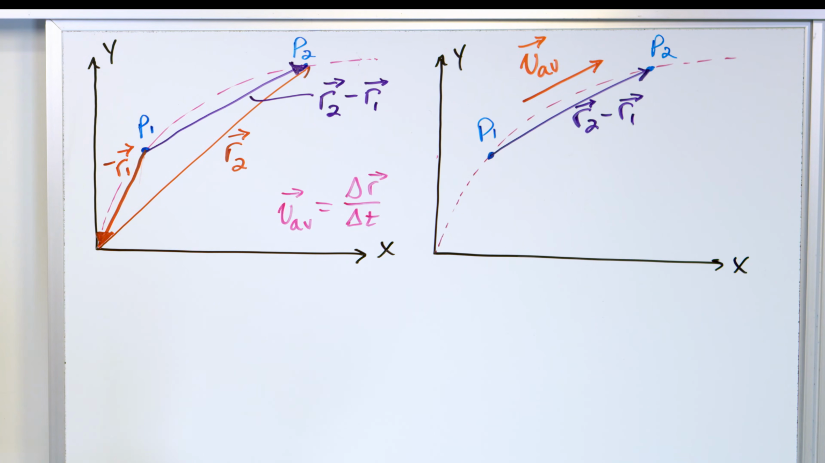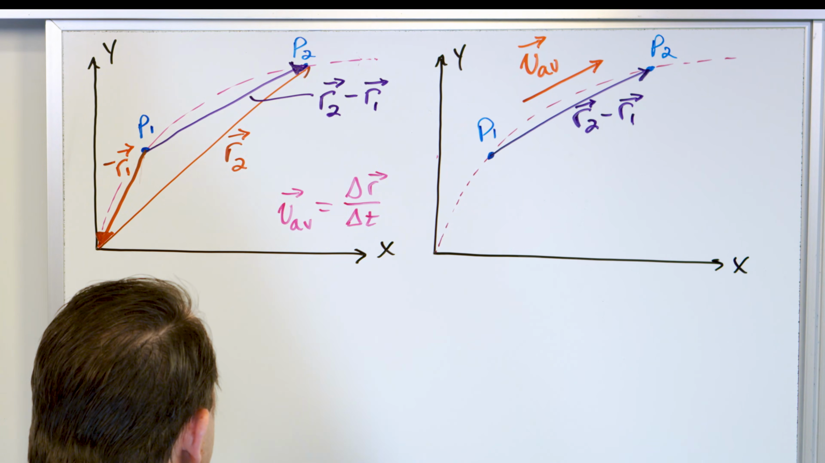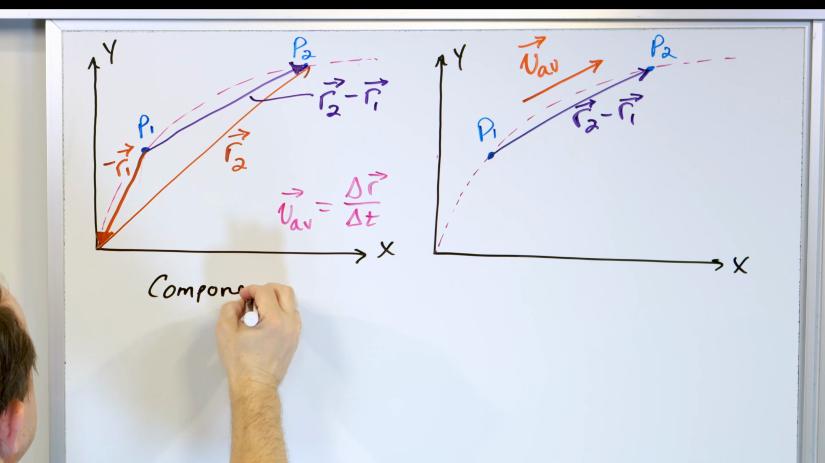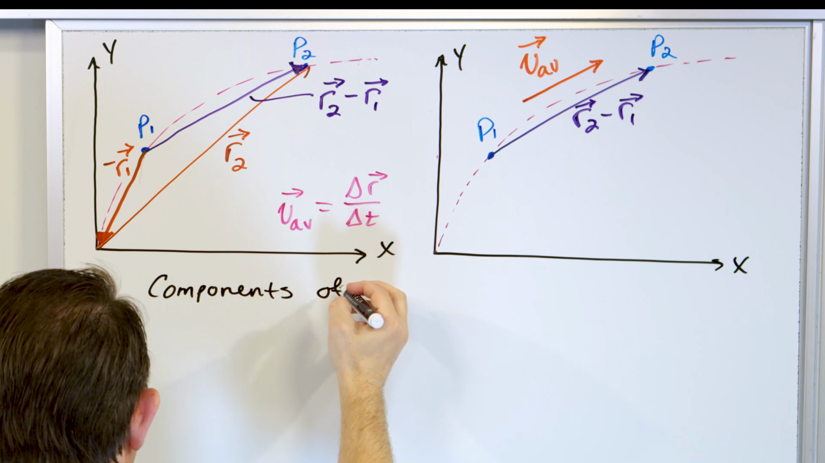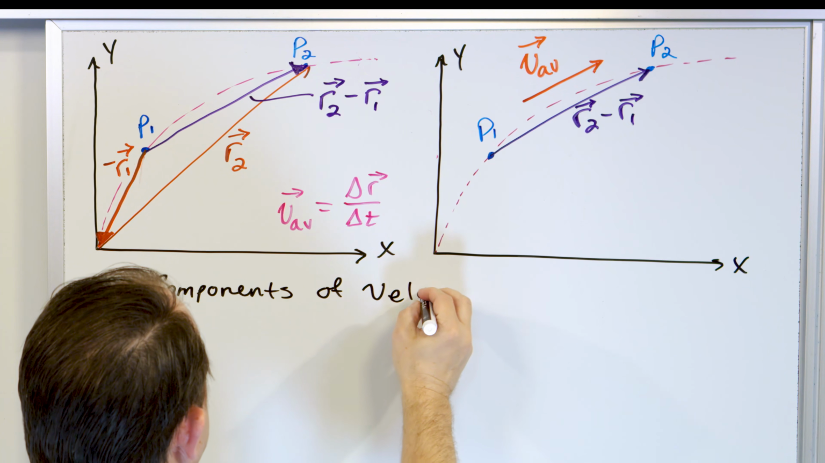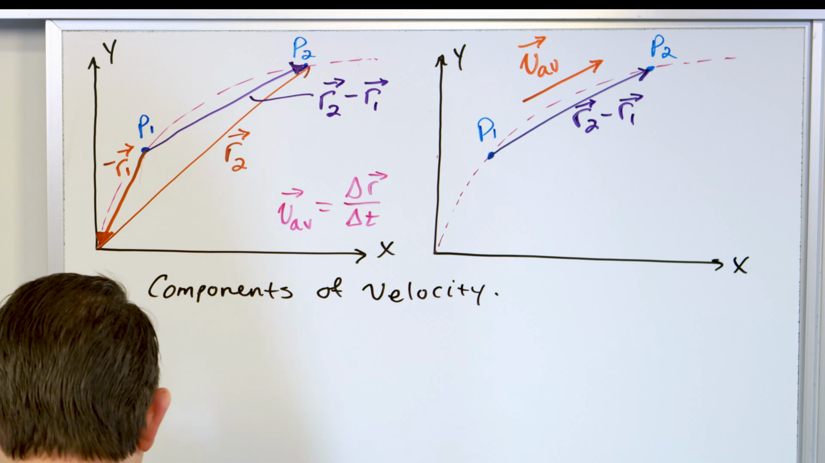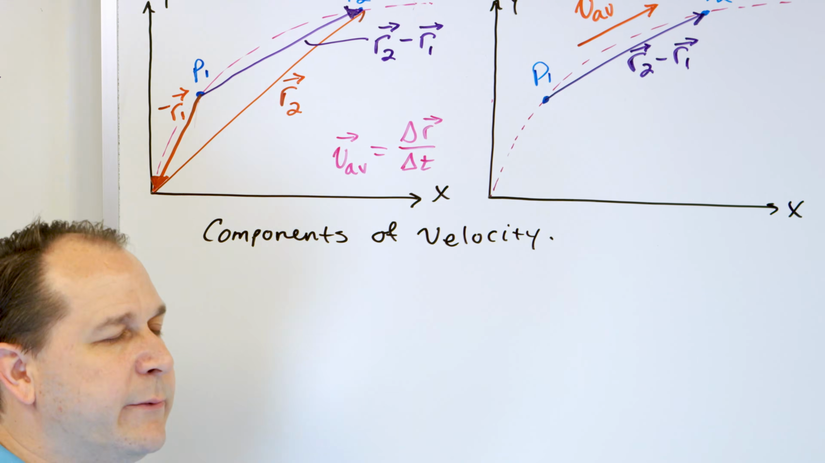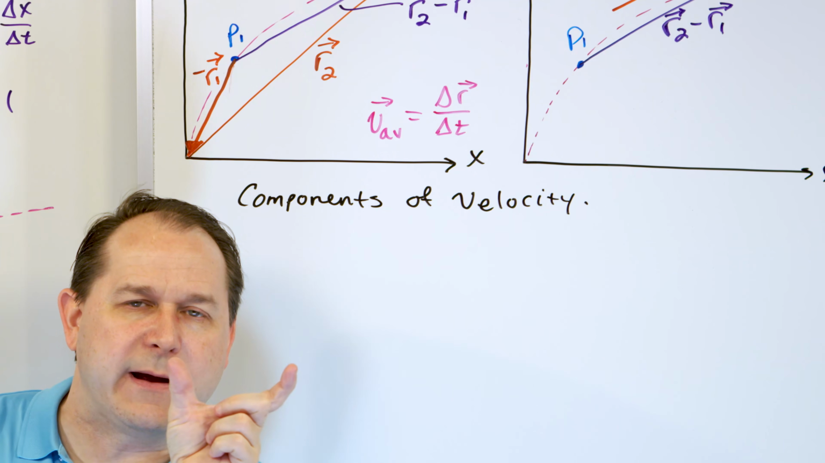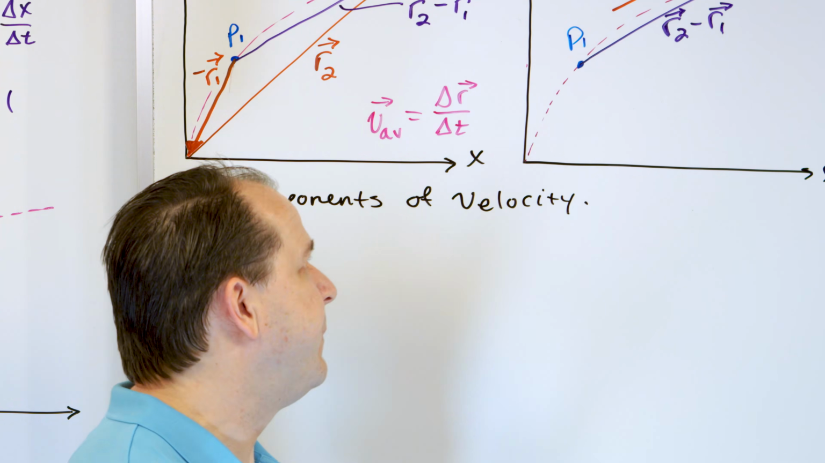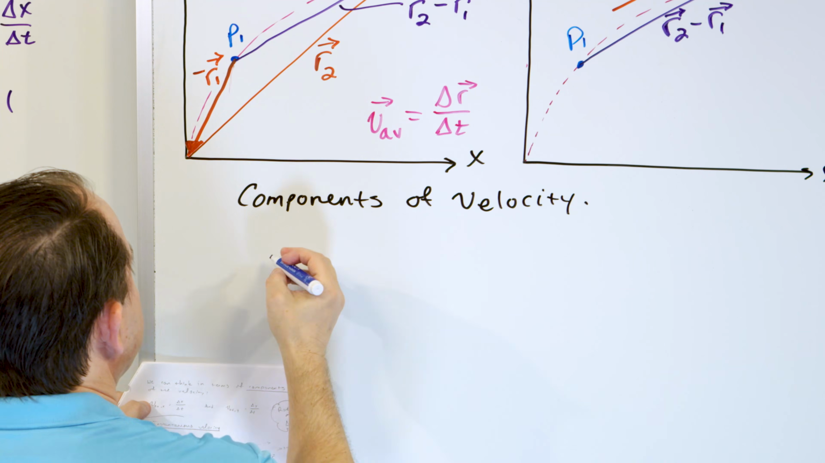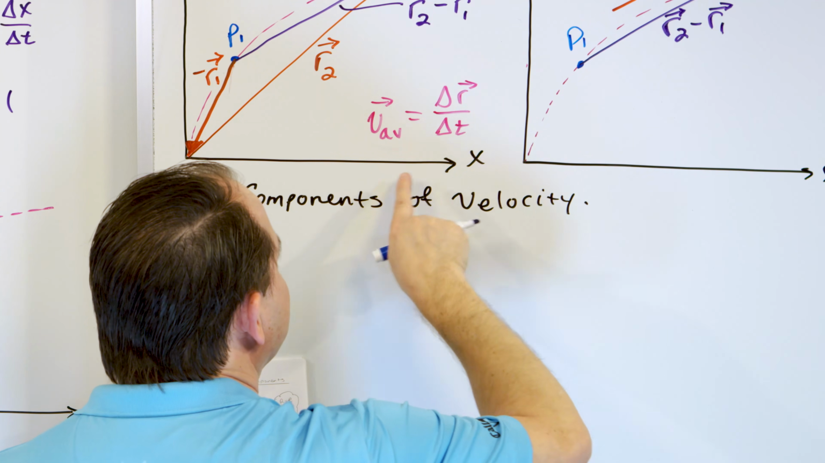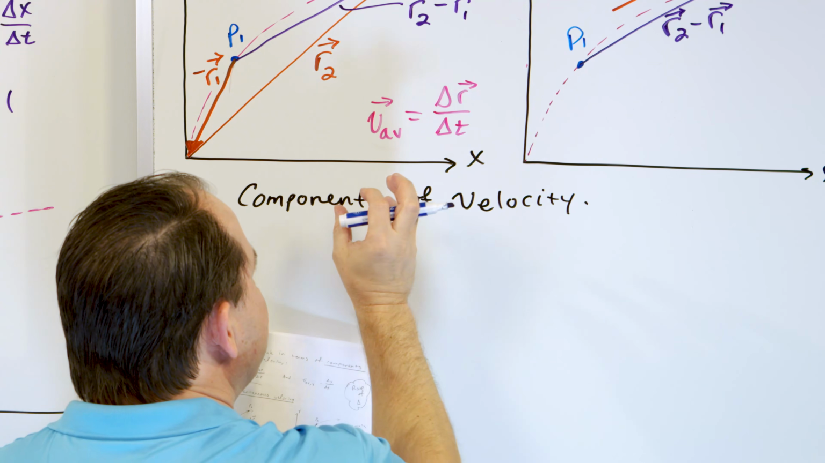So now we want to start to think in terms of components. So let's talk about components of the velocity. Right now we're kind of considering the entire path, but I told you in the beginning, we really want to understand the x direction and the y direction separately. Those are the components. Right now we have one equation for the entire vector, the whole enchilada, all directions at once, but we can break this into an x equation and a y equation.